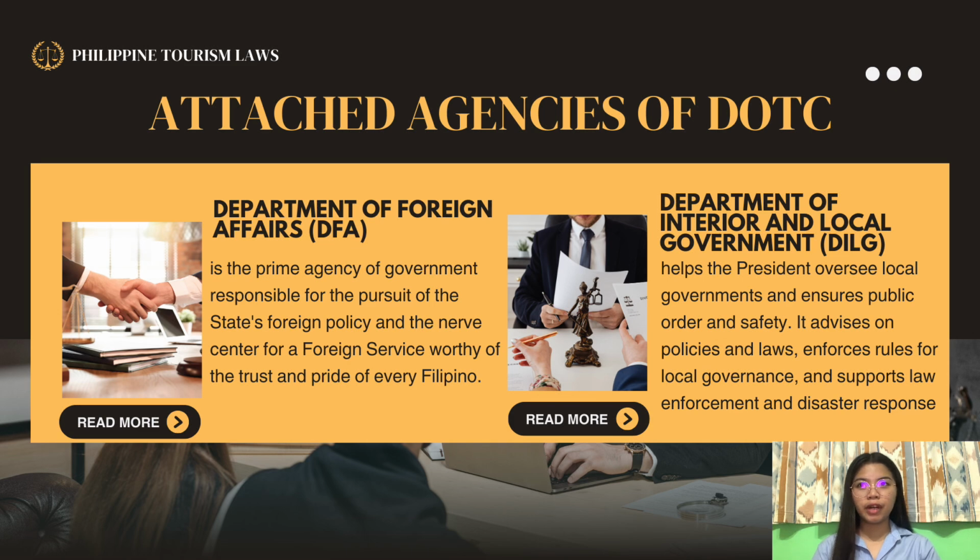Next, we do have the Department of Interior and Local Government, also known as DILG. It helps the President oversee local governments and ensures public order and safety. It advises on policies and laws, enforces rules for local governance, and supports law enforcement and disaster response. The DILG also works to strengthen local government capabilities, promote peace and order, and improve basic services through coordination between officials and communities. Also, it oversees the organization and training of the National Police Force to maintain security.